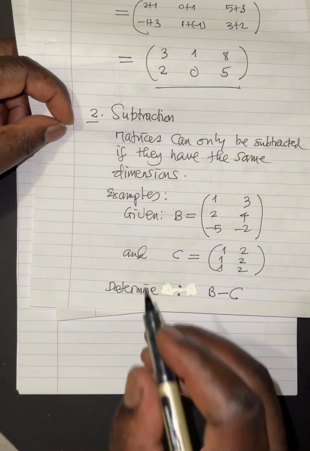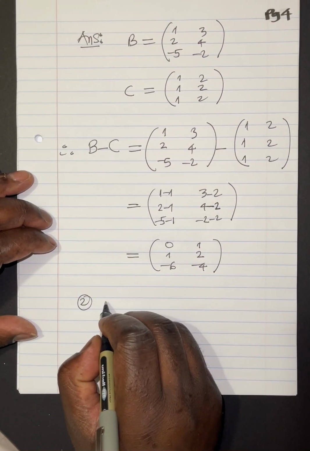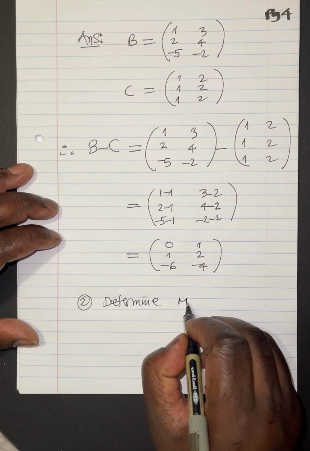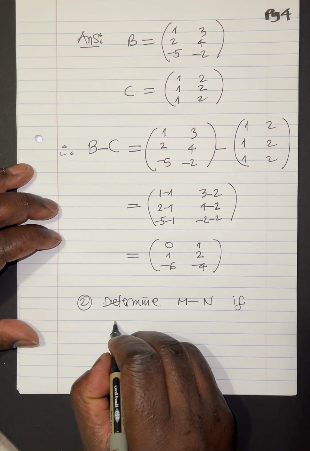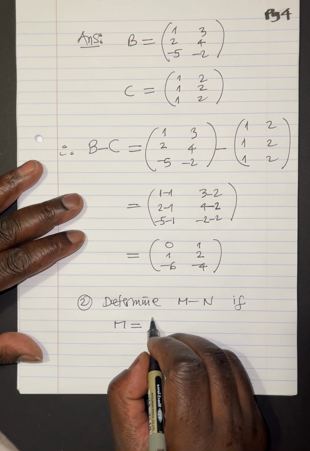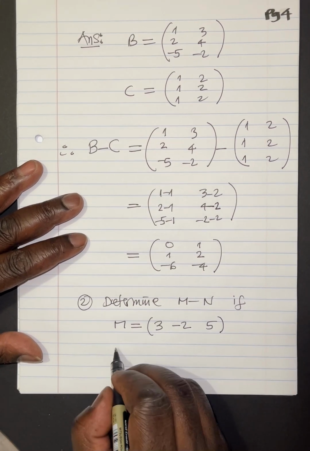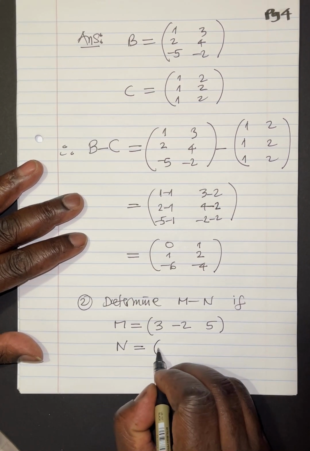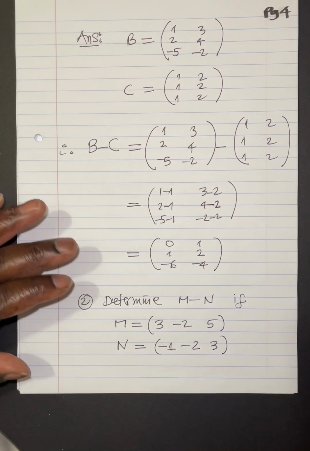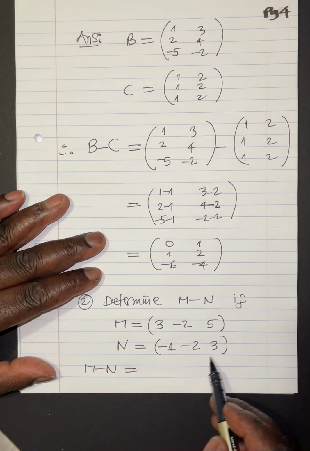This was example 1. And I want to give example number 2 here. Number 2, determine m minus n if m is equal to, let's say, simple matrix 3, minus 2, 5. That's m. And then n, I'm going to have, let's say, minus 1, minus 2, and then 3. So basically, we're saying m minus n will be equal to this matrix minus that. Remember, this is a 1 by 3 matrix, and that's also a 1 by 3 matrix.